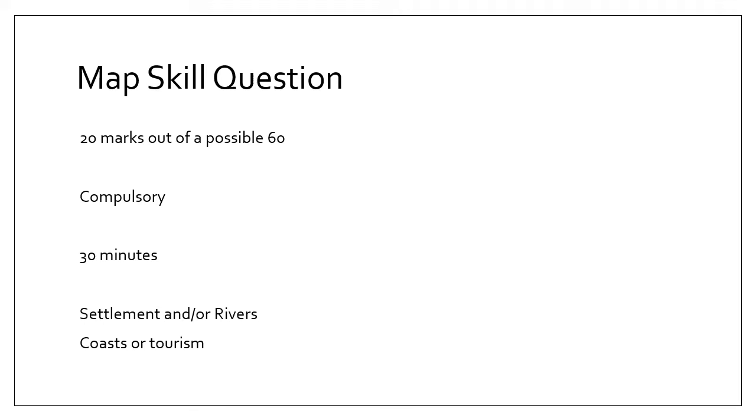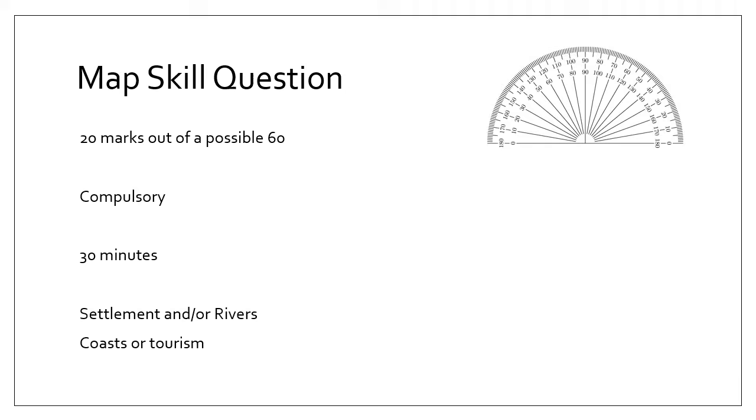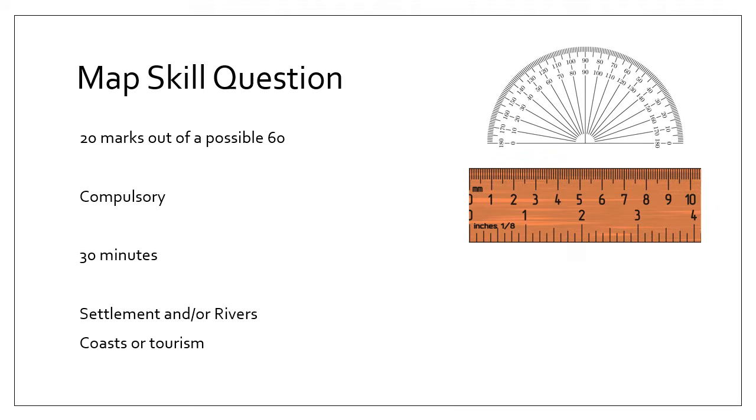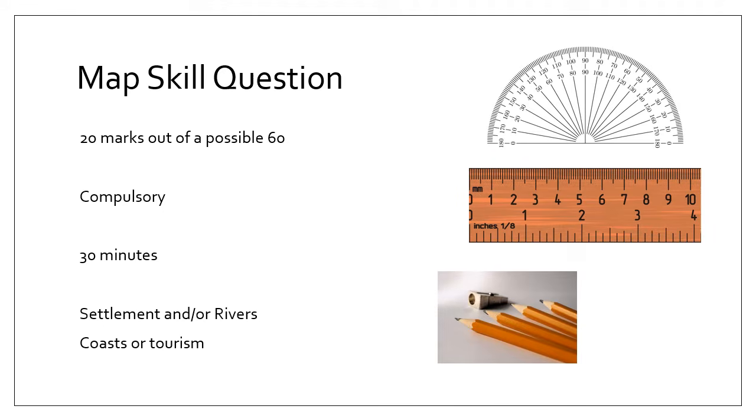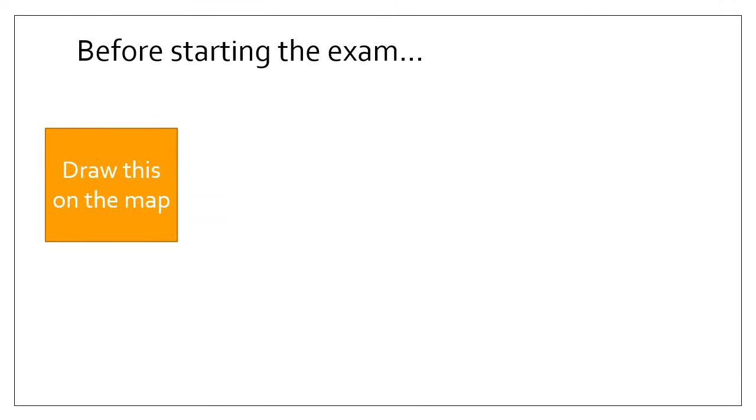Now for this exam, I recommend that you have the following equipment: a protractor to work out direction and bearings, a ruler to help you work out distance and the six-figure references, a pencil, a rubber, as well as a sharpener. So before starting the exam, you have all of the resources out in front of you. I would recommend that you draw the compass. This is really important when it comes to bearings, and also it just helps you get focused.